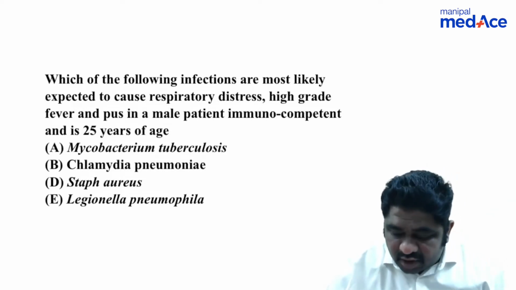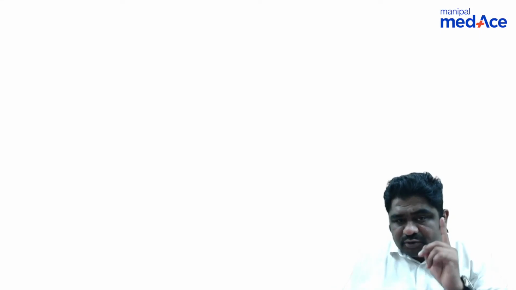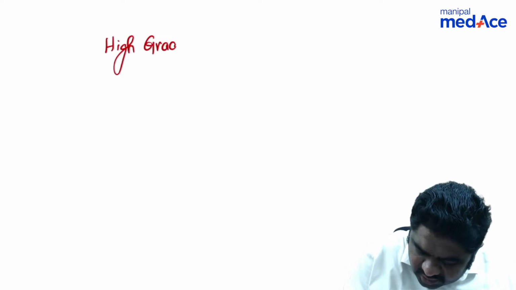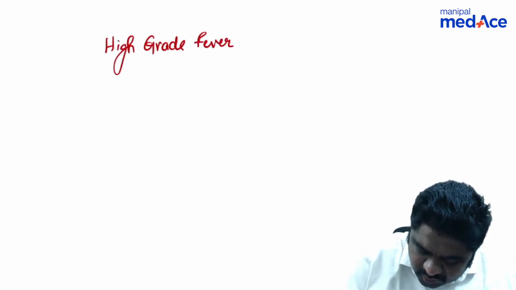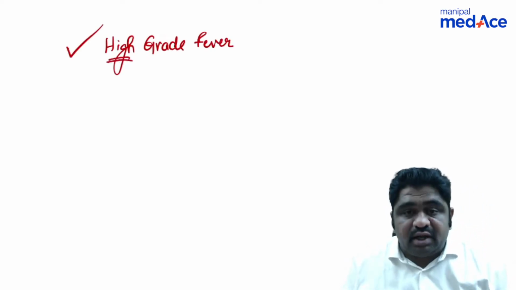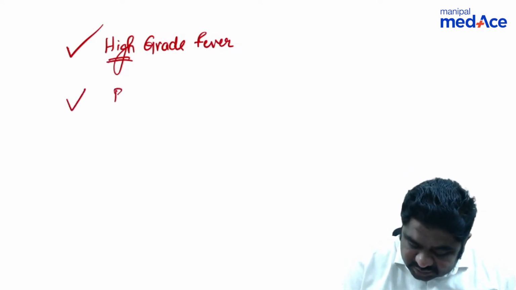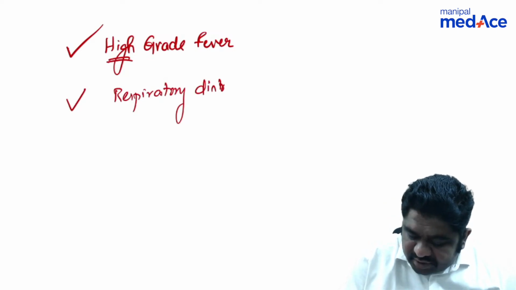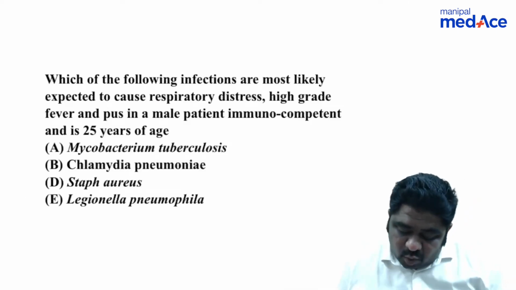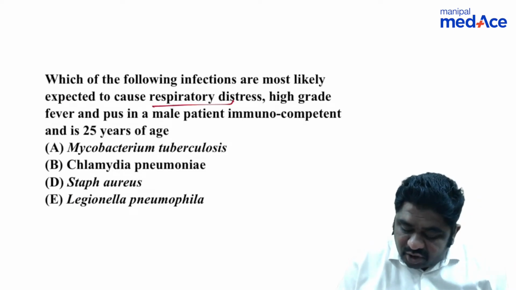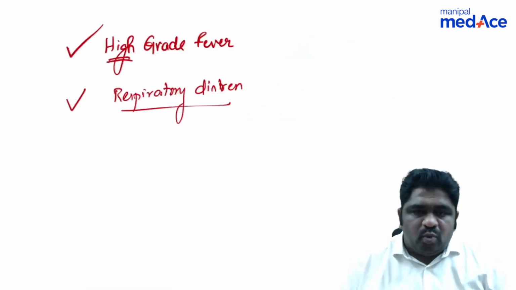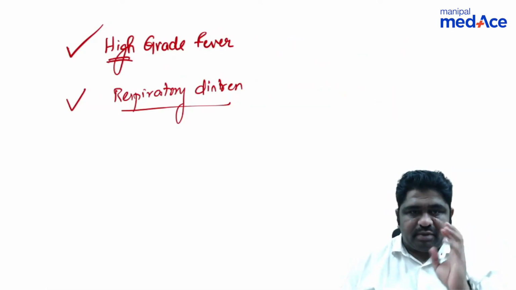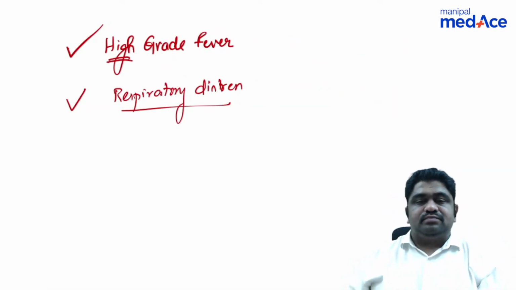All right, while you keep thinking about it, let me tell you a few concepts. Now, what are the most important things you have to remember? Number one was high grade fever. This is very important. The word high in the grade fever is very important. Next is respiratory distress. Whenever a patient has high grade fever and respiratory distress, what do you think of? What can be the very common, simple diagnosis?